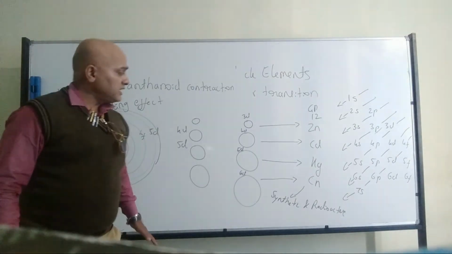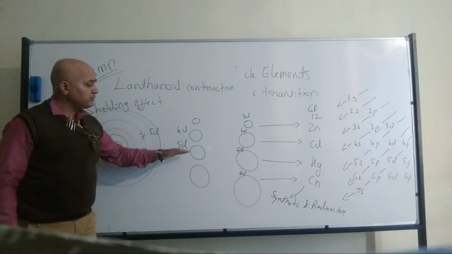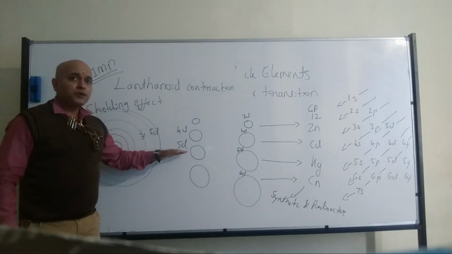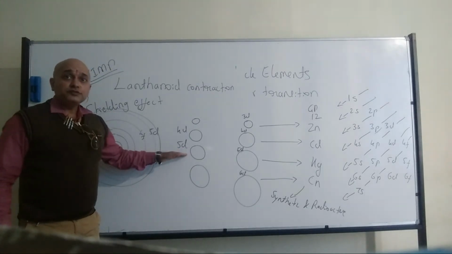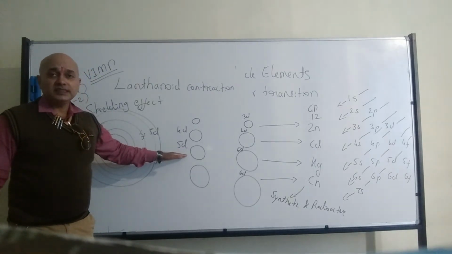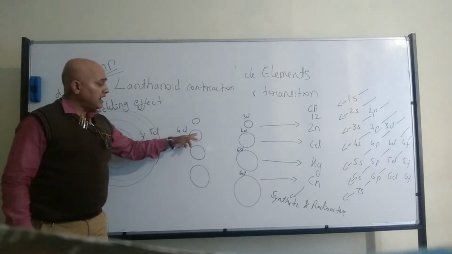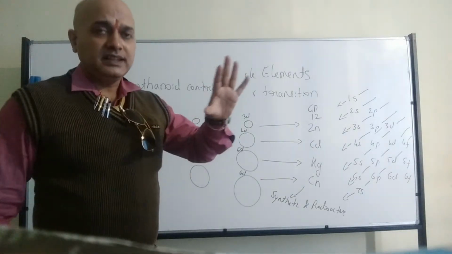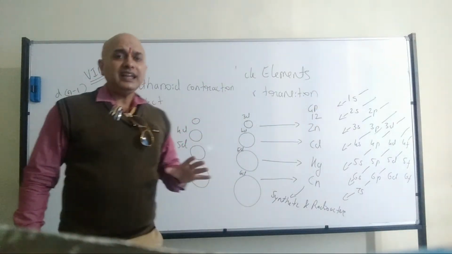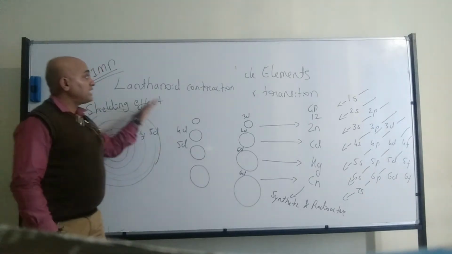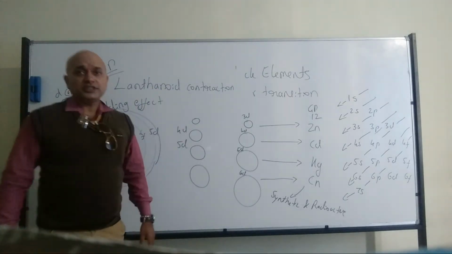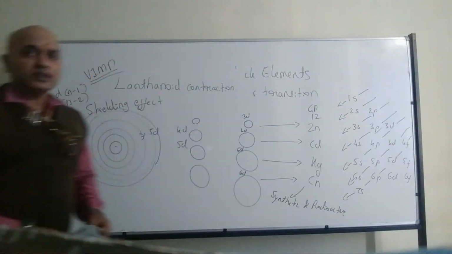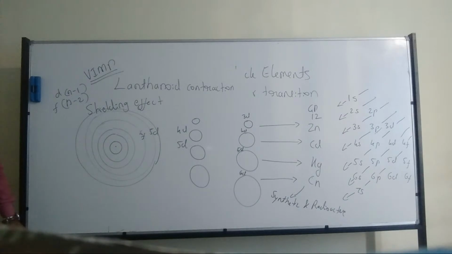So in which particular series will the F subshell come? It will come only in the 5D and 6D series. At present we are talking about the 5D series. Due to the smaller expansion in atomic size, the atomic size of 4D and 5D becomes almost the same. There will be only a slight increase in the atomic size. That's why it is called Lanthanide contraction. All of you have understood? So you can expect a question on this Lanthanide contraction.